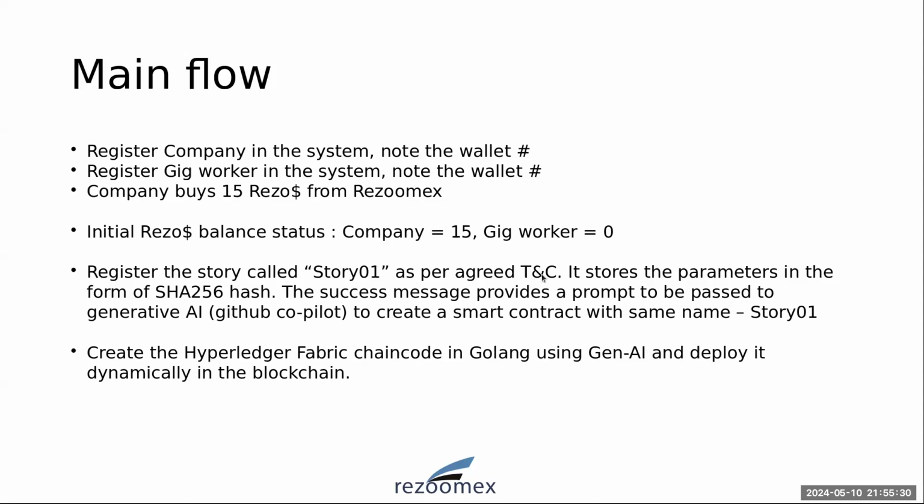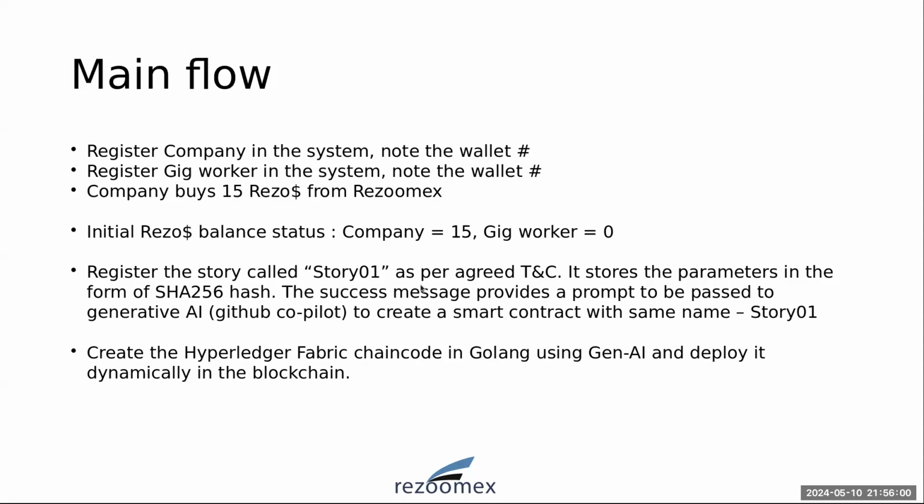So basically we are hashing it. As we know, on the blockchain side, we always try to minimize what we store, right? So we will hash this and store it so that we don't use too much space. Now, the success message. Here is where the AI part comes in. It actually generates a prompt. That prompt will be part of the success message once this story gets registered.